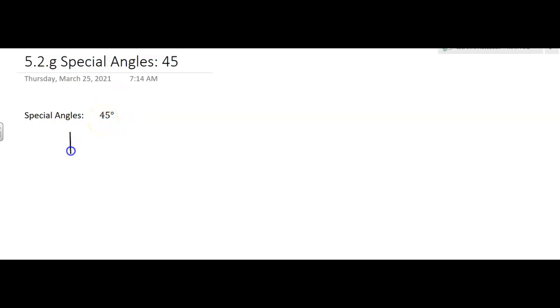To explain this, I'm first going to give you a little picture of what's going on. So here's a circle, and then we have this angle. 45 degrees is like halfway between the x-axis and the y-axis in the first quadrant. Okay, so there's 45 degrees.